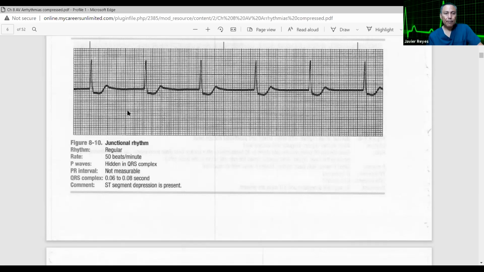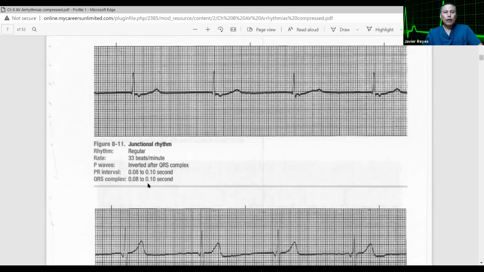Now, why is that happening? There's a lack of oxygen in the heart. That's why you see ST segment depression. We'll talk more about that later, but just so you know that's what it means. The ST is below the isoelectric line, so they call it depression.